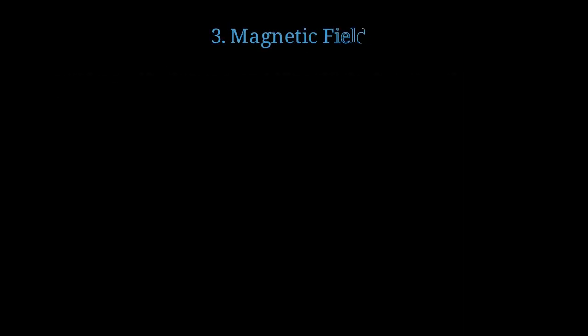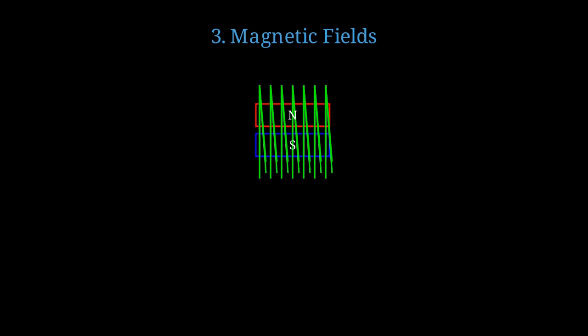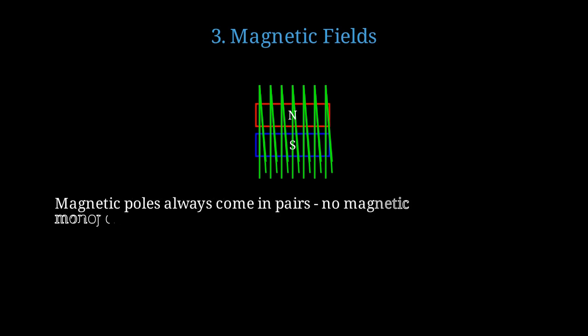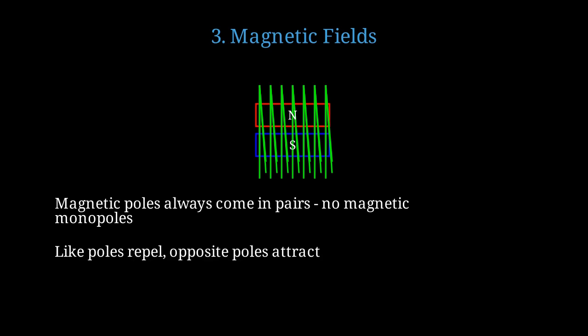Now let's understand magnetic fields and how they behave. A bar magnet has a north and south pole, with magnetic field lines flowing from north to south outside the magnet. Unlike electric charges which can exist alone, magnetic poles always come in north-south pairs. There are no isolated magnetic monopoles. Just like electric charges, magnetic poles repel each other, while opposite poles attract.